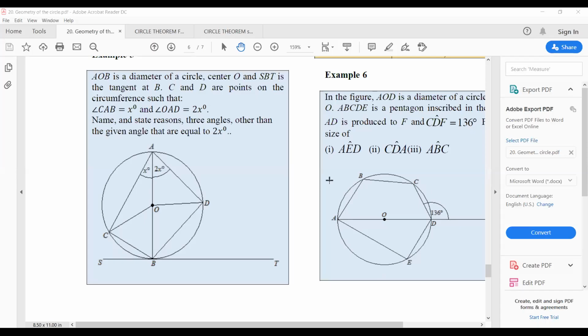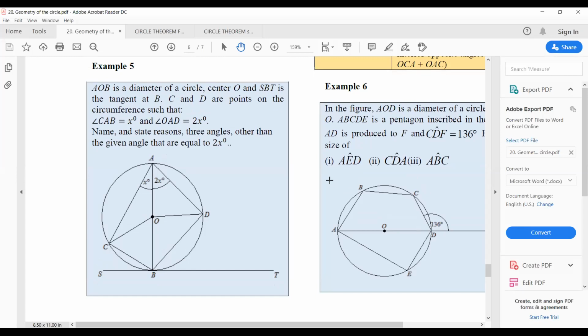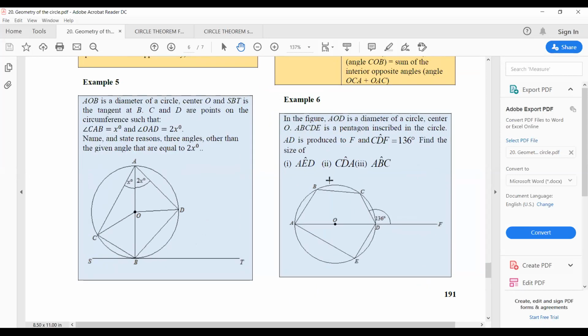Another question. Try example 6 here. So with the picture going. Yeah, just now, triangle something.